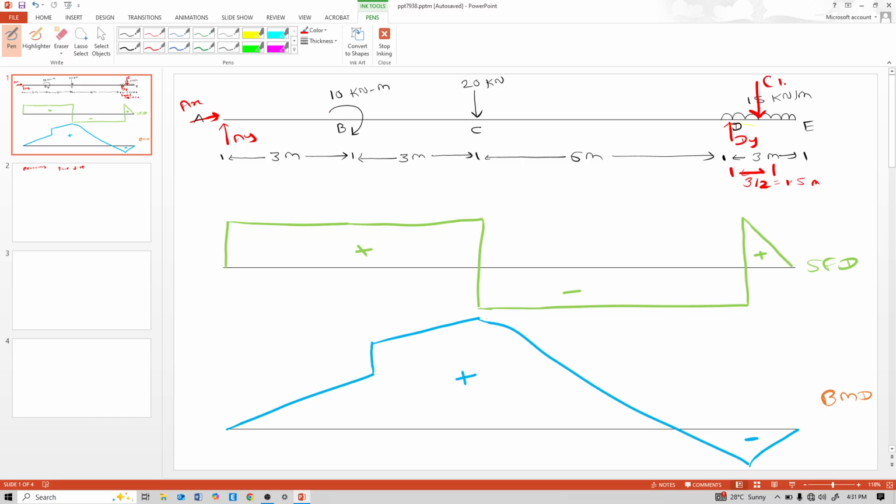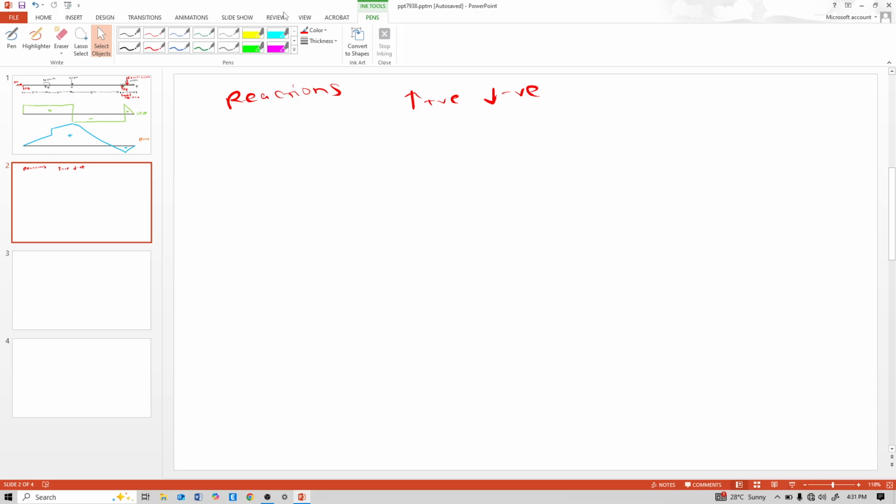And 15 into 3, that is 45 kN point load, acts on this beam. Now, that means positive AY plus DY minus 45 minus 20. So AY plus DY is equal to 65 kN.